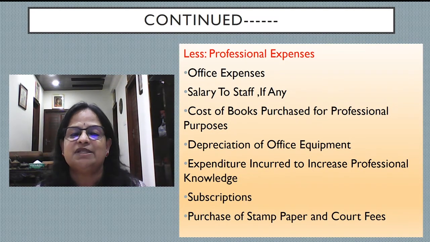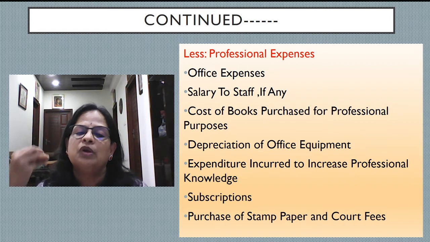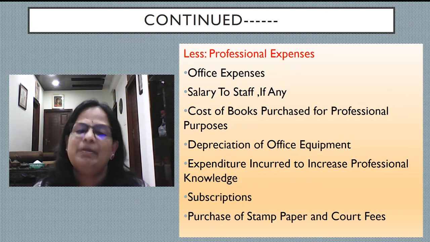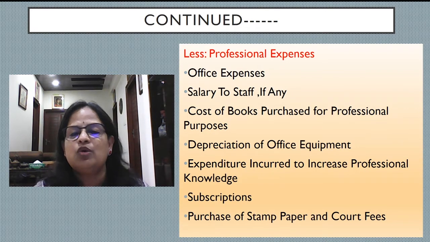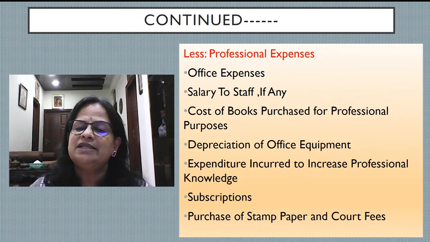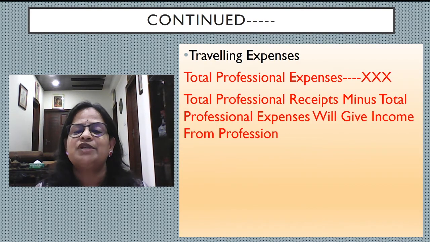Subscriptions, annual subscriptions. Sometimes they will subscribe to magazines, some textbooks, any subscription. Or if they have to subscribe some amount to the court or to their lawyers forum, any subscription they have to pay. Membership fees. Purchase of stamp paper and court fees. That is considered as an expense, because sometimes they have to file the case on stamp paper, and court fees are also needed. Now traveling expenses, they have to travel, so those expenses are also considered. So total receipts minus total professional expenses will give income from profession of a lawyer.